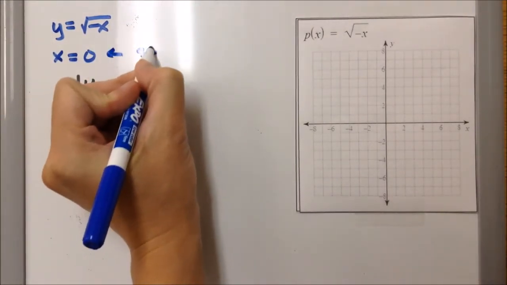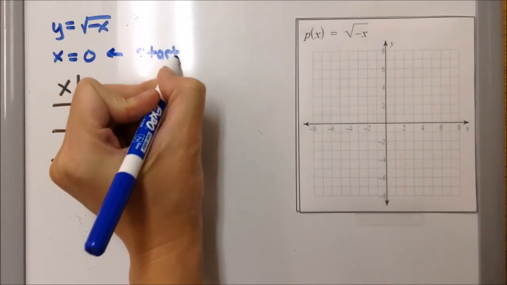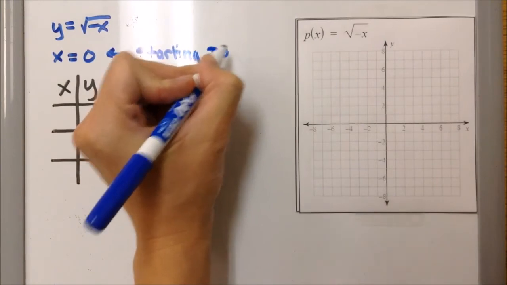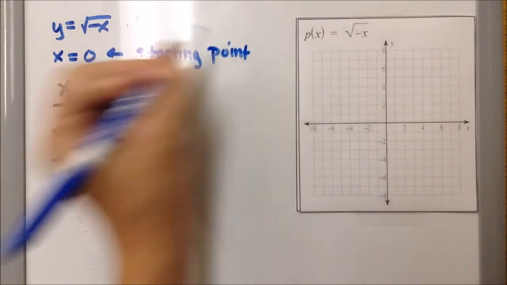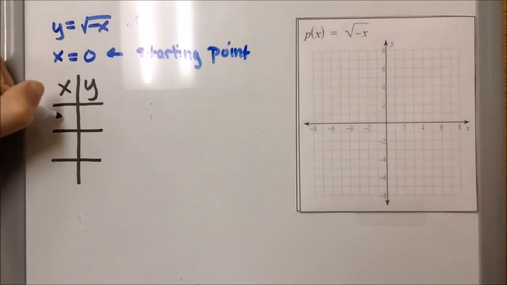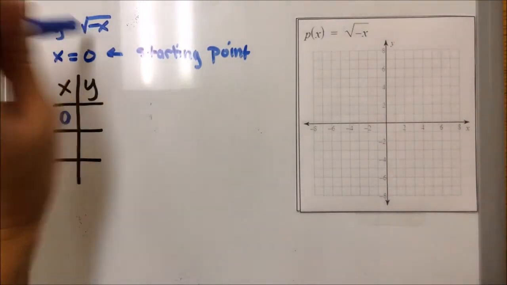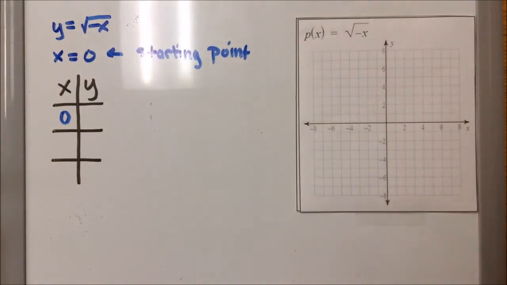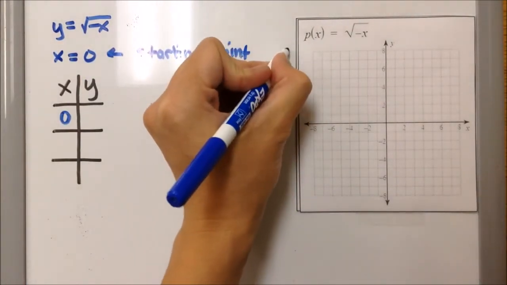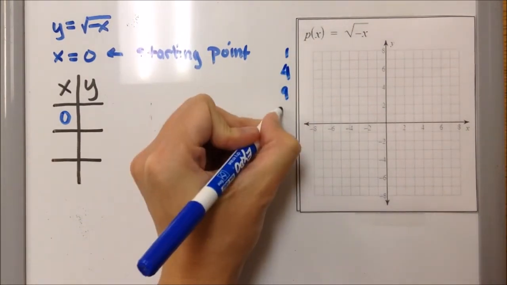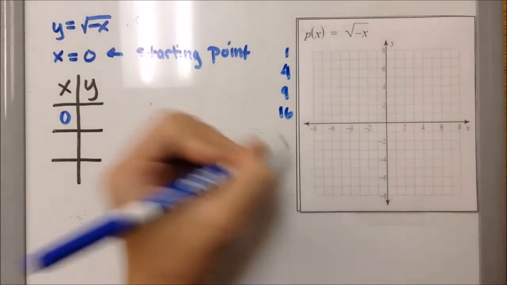So starting point. That means 0 will be first. And since we are dealing with square roots, the numbers that can go inside have to be perfect square numbers. Examples are 1, 4, 9, 16, and so on.